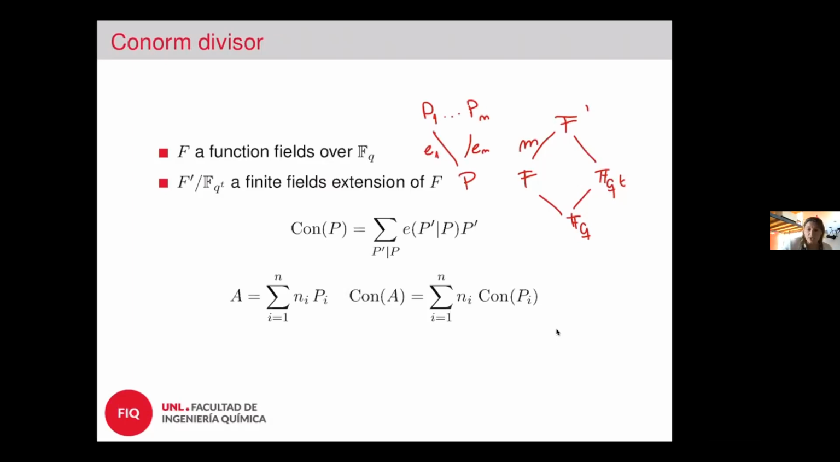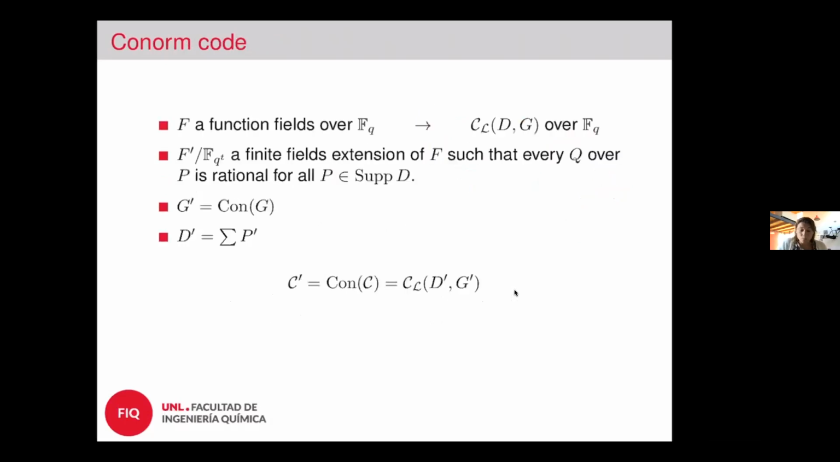And if I have a divisor, which is a finite sum of some integer times some places, then the conorm of this divisor is just the sum of those coefficients times the conorm of the place. And so what we did is to start with an HG code over F_q, and this is related with a function field F. So my places P live in F, and G also is a divisor of F.